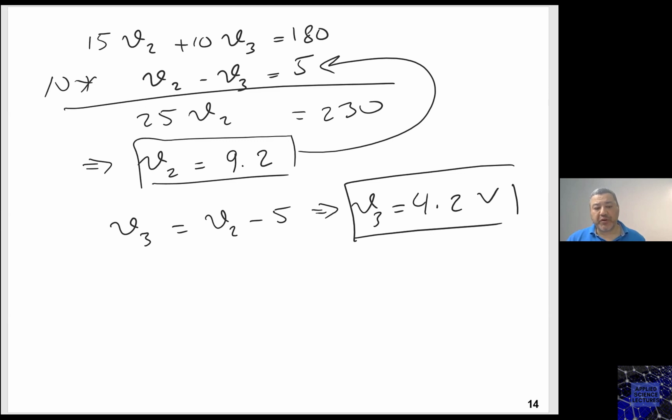Supernode is used whenever you have a voltage source that is connected between two node variables that neither of them is a reference. So it's creating this binding equation between two variables. Whenever you have the voltage source connected between two variables, then you have a supernode. Okay, so this is how we solve the supernode.